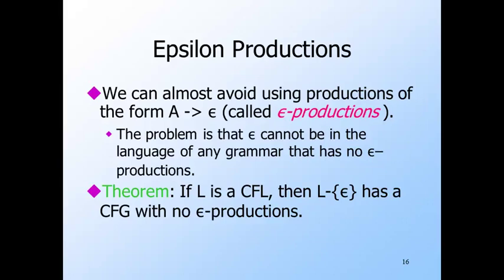If the empty string was not in the language to begin with, then we can eliminate epsilon productions and still have a grammar that derives the same language. However, if epsilon was in the language, then we lose it. The two cases can be summarized by the theorem on the slide. If L has a grammar, then L minus the set containing the empty string has a grammar with no epsilon productions. Notice that if epsilon was not in L, then L minus epsilon is just L anyway.